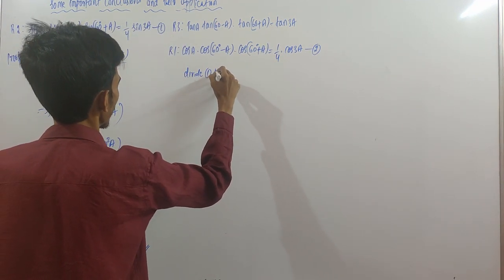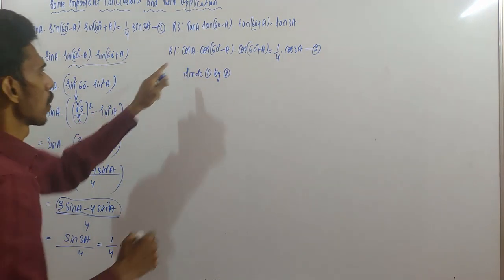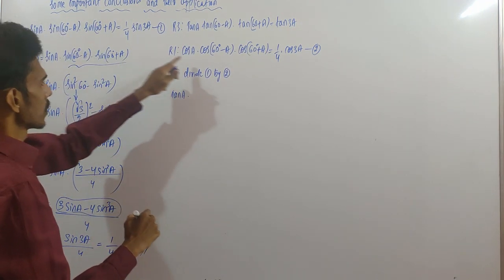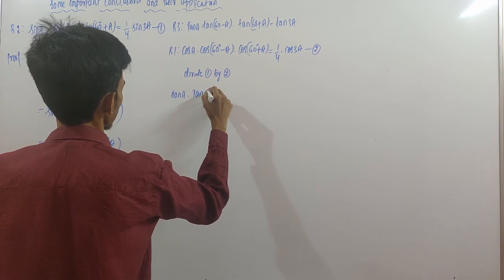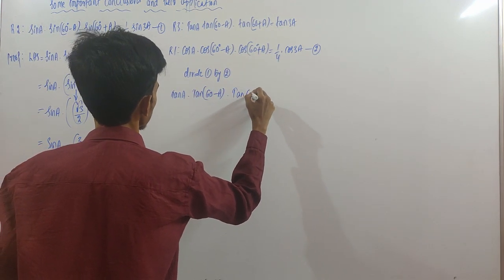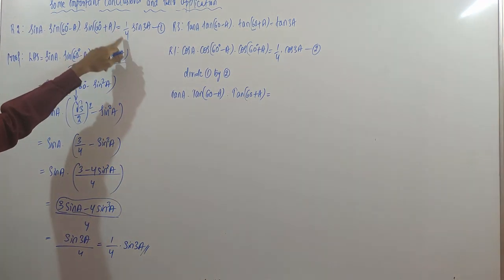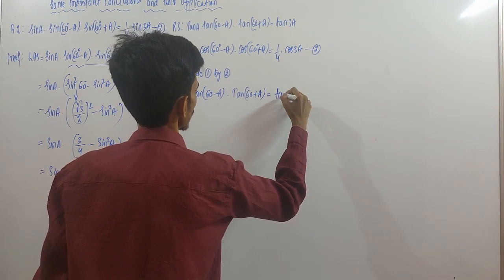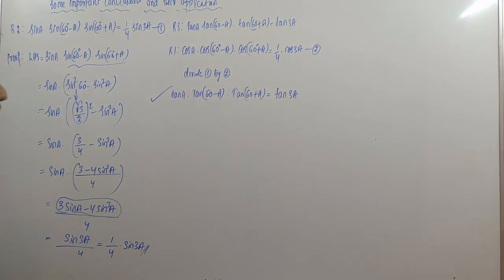Divide 2 by 1. We have sin A by cos A, tan A. Sin(60 minus A) by cos(60 minus A), we have tan(60 minus A). Similarly, we have tan(60 plus A). That is equal to 1 by 4 and 1 by 4 cancel. Sin by cos, we have tan. So tan 3A. This is the third result. We have to remember this.